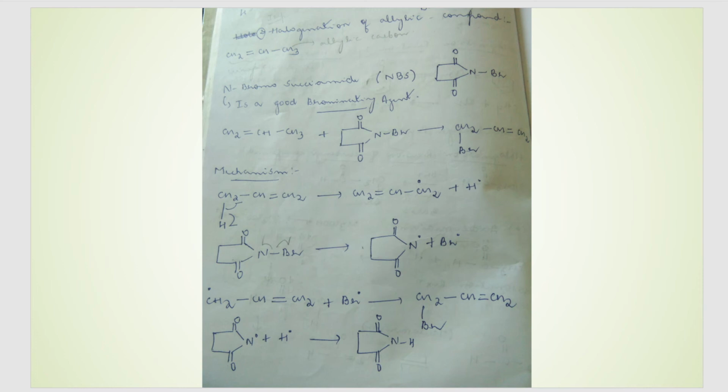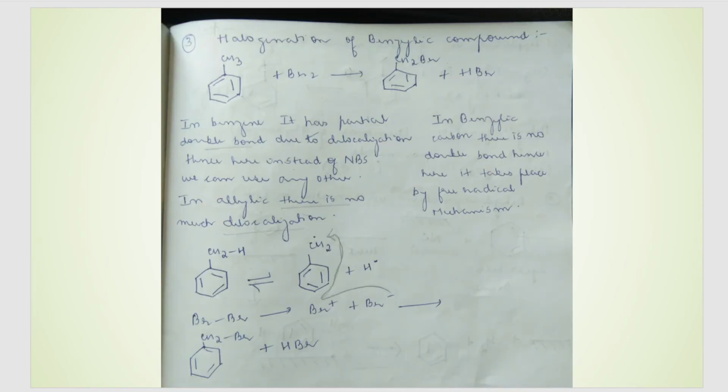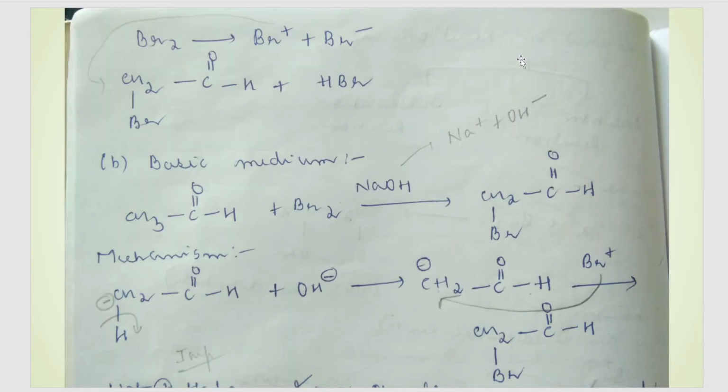The next type of halogenation reaction that we're studying is halogenation of allylic compounds. Now, students, these are very important. That is, one is halogenation of carbonyl compounds, second is halogenation of allylic compounds, and third is halogenation of benzylic compounds. So these three are very, very important under the halogenation topic. We already completed carbonyl compounds. Second is halogenation of allylic compounds.